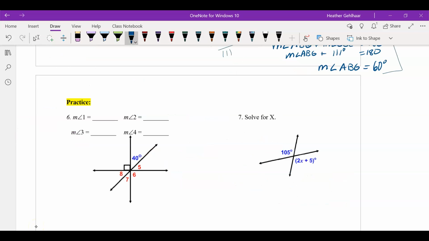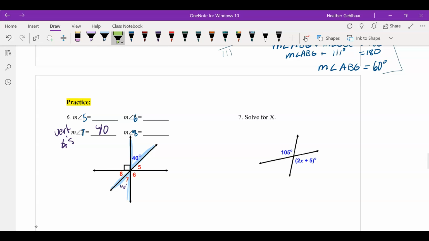Example 6, this actually should be, let's make this a 5, 6, 7, 8. All right, so in this example here, we need to find the measures of all of those other angles. We know that this angle is 40 degrees. Now we know that angle 7 is the vertical angle, so the measure of angle 7 is also 40 degrees, right? This is the vertical angles.